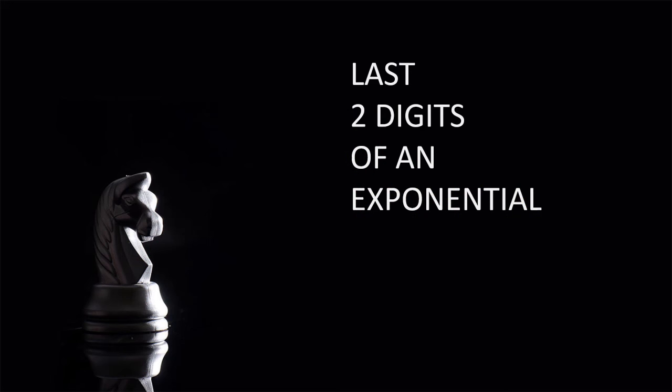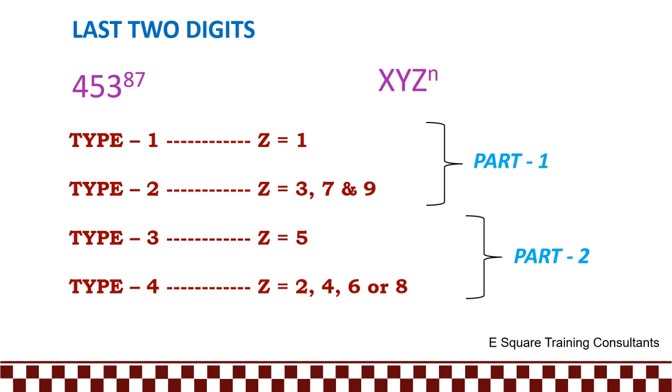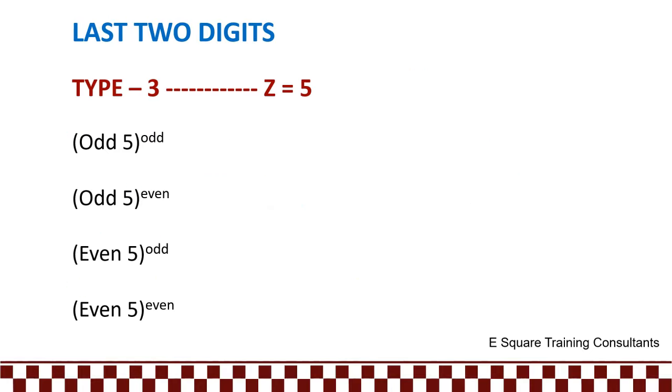So this is a continuation video of finding the last two digits of any exponential. The previous video taught you to find the last two digits when the value of z is 1, that is type 1, and when the value of z is 3 or 7 or 9, that is type 2. Now in this video, we will be finding the last two digits where the value of z is 5, or the value of z is 2 or 4 or 6 or 8, that is type 3 and type 4. So let's get into the video.